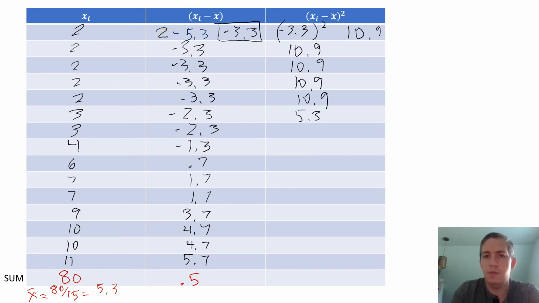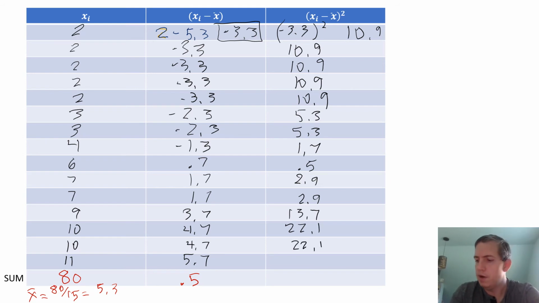Negative 2.3 squared is 5.3. Negative 1.3 squared is 1.7. 0.7 squared is 0.5. 1.7 squared is 2.9. 3.7 squared is 13.7. 4.7 squared is 22.1. 5.7 squared is 32.5. And we don't square the sum. What we're going to do is add these all up. So when I add them all up, I get 163.5.